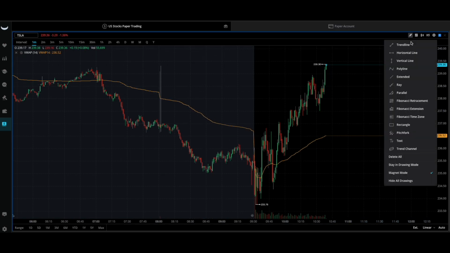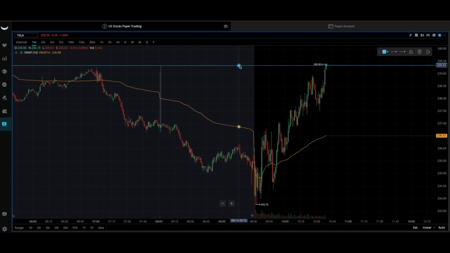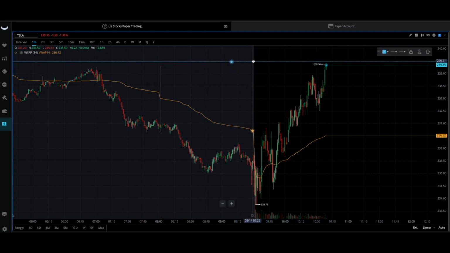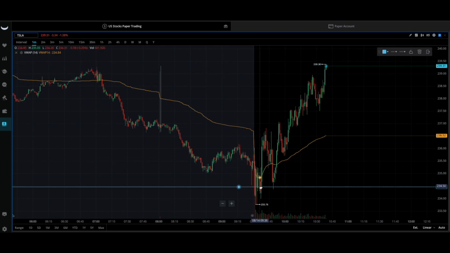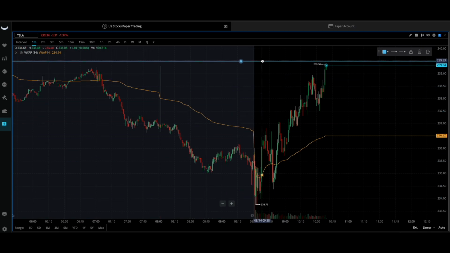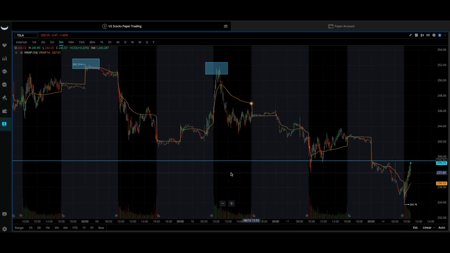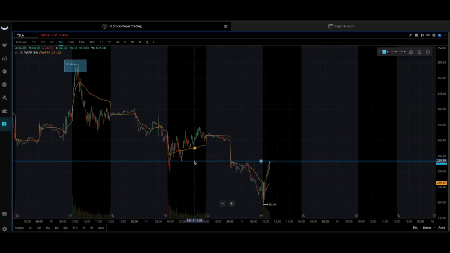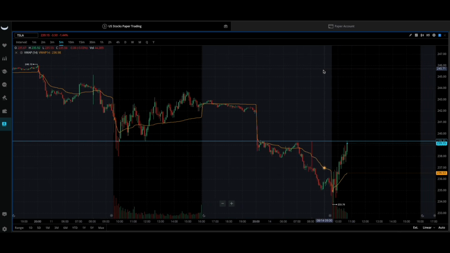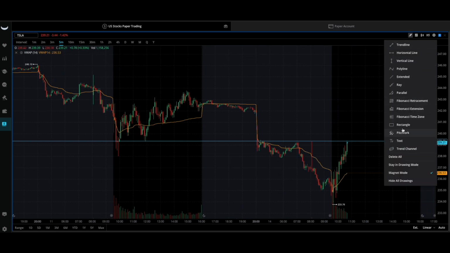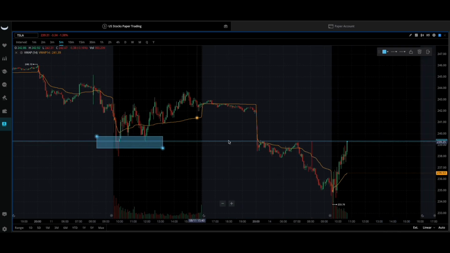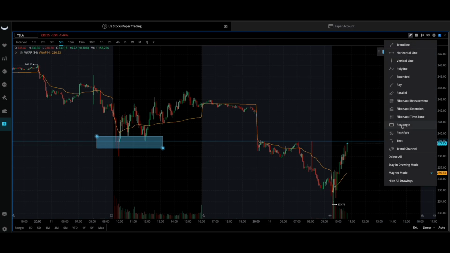If you wanted to draw, let's say, a horizontal line, you just click, and now you can use this as your resistance, or you can use it as your support. And you can leave it there if you wanted to. If that's something that you see in the market, that there is continuous support and resistance, like right here on Tesla, you can see clearly that there is a little bit of support here, and then you can see clearly that there is resistance at this angle.